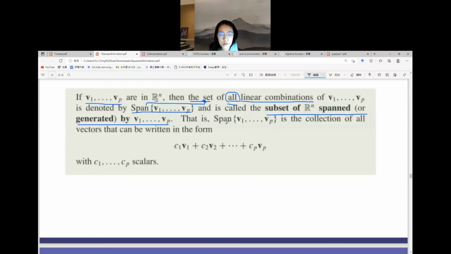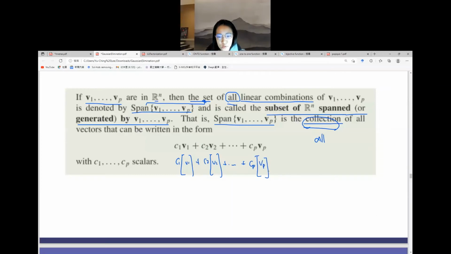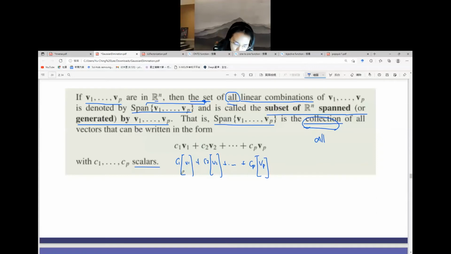And here it says that this span is the collection. Collection is the same thing as saying all. All of the vectors that can be written in the form C1 times V1 plus C2 times V2. Always remember that V1, V2, and VP are vectors, and then we are combining these vectors using scalars. So as long as some vector can be written in this format, the result, I'll call it B for now.